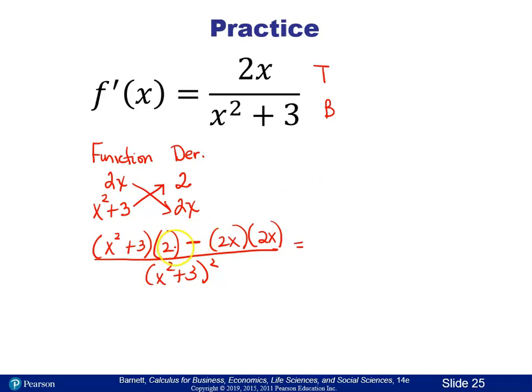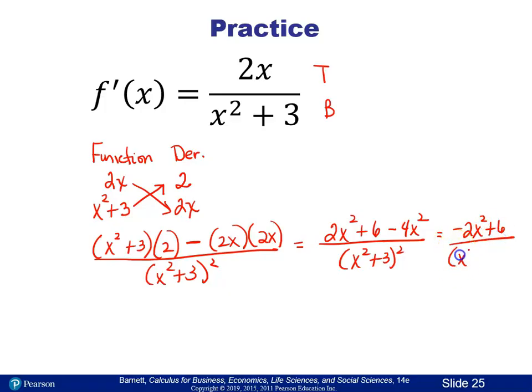Okay, so if we simplify this, we're going to have 2x squared plus 6 minus 4x squared over the denominator squared. So negative 2x squared plus 6 over x squared plus 3 squared.